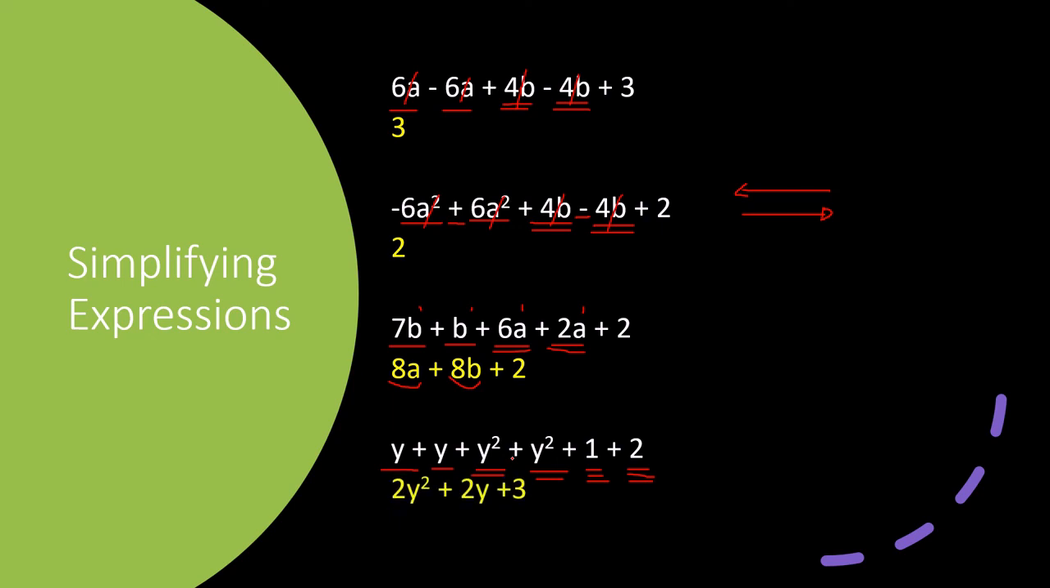So my answer is going to be 2y squared. Okay, this is the result of these two. And then plus 2y, which this 2y is the result of these two. And then the plus 3 at the end. The plus 3 is the result of 1 plus 2.